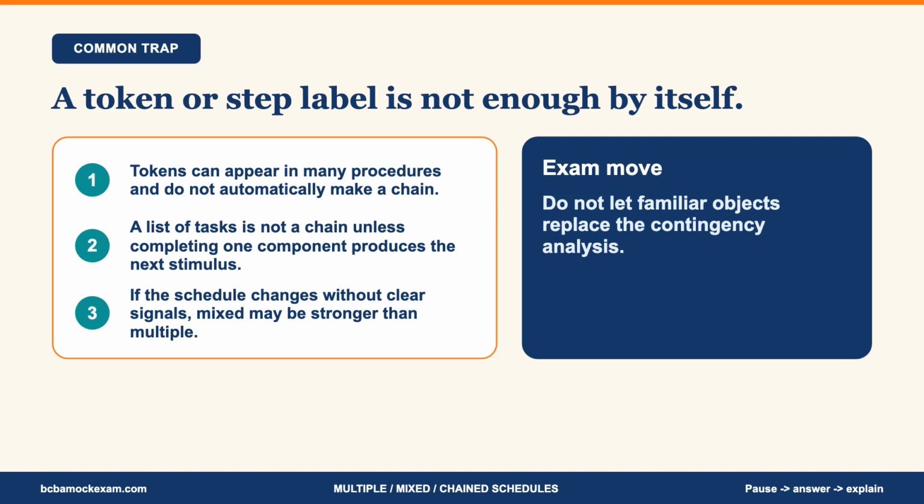A token, a step label, or a worksheet does not automatically decide the answer. Tokens can appear in reinforcement systems, response cost, and other arrangements. A list of tasks is not a chain schedule unless completing one component produces the next stimulus and moves the learner toward terminal reinforcement. And if the schedule changes, but nothing signals which component is active, mixed schedule may be stronger than multiple. The exam is testing the controlling relation, not the object in the example.